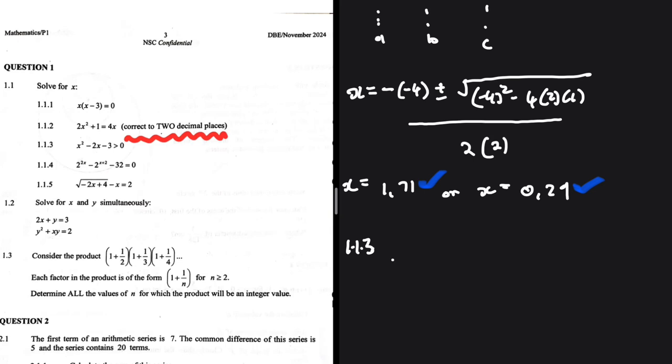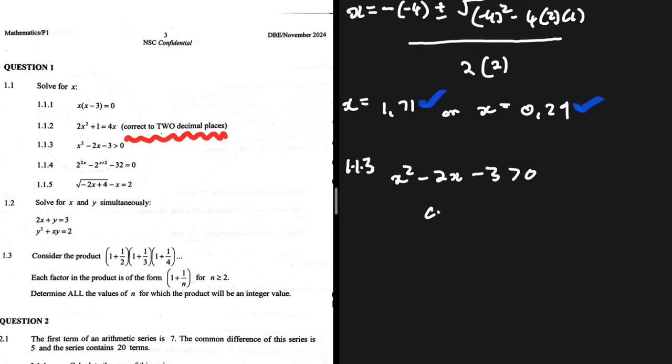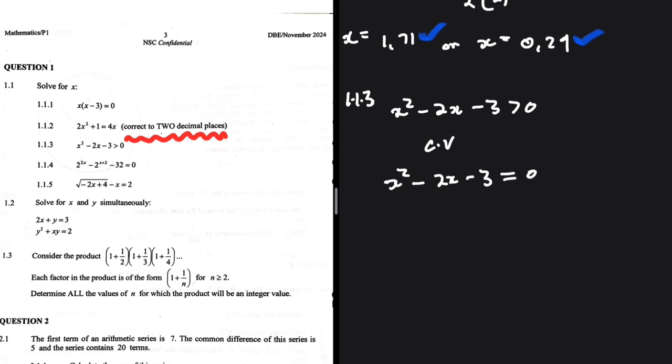So 1.1.3, x squared minus 2x minus 3 is greater than 0. So here we are solving for x. I'll go ahead and find my critical values, right? In saying that CV, I can then equate these to 0 and find those critical values of x, and then worry about the answer after. So x squared minus 2x minus 3, we can easily factorize this, right? 2 factors of minus 3, when we add, we get minus 2, and when we multiply, we get minus 3. That is minus 3 and plus 1. This is equal to 0.